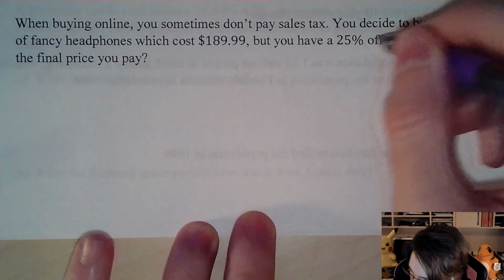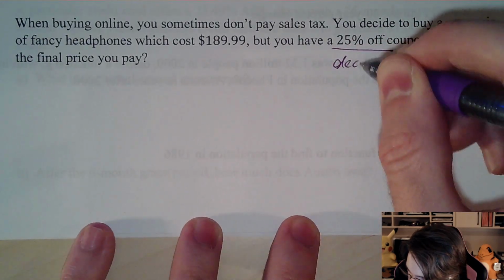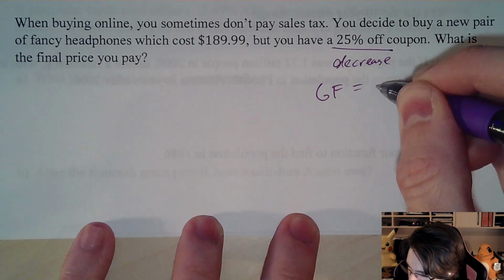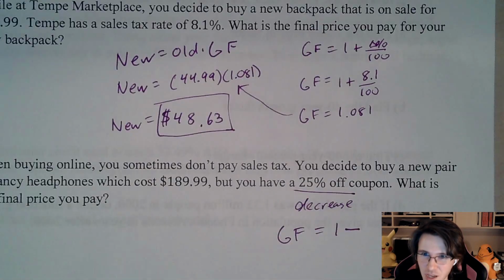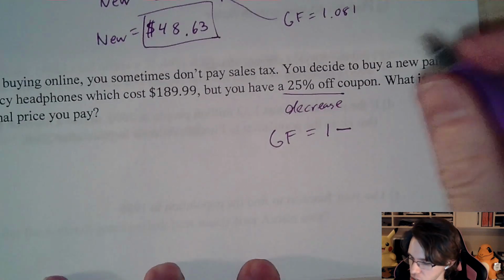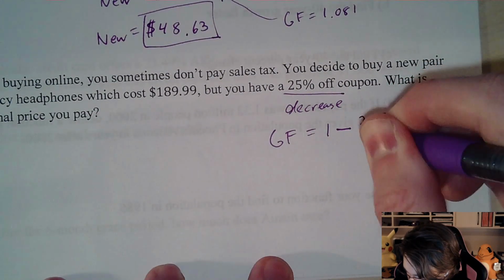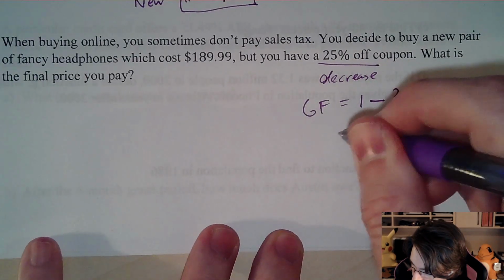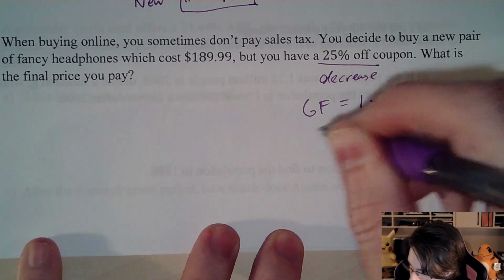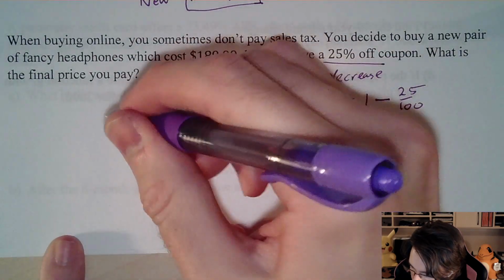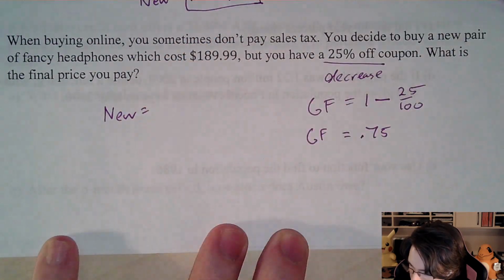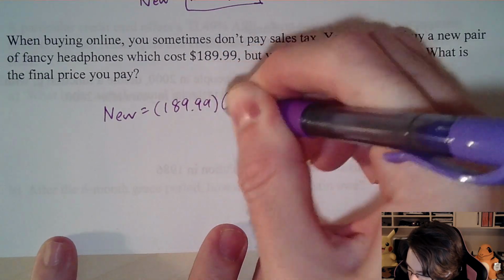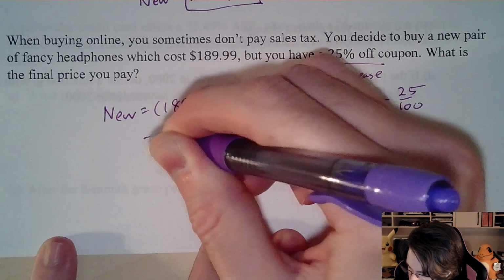So 25% off, remember that this means this is a decrease, which means that when we're doing our growth factor formula, we need to make sure we're doing 1 minus. So like this problem here, we did 1 plus the percent change. This one's 1 minus 25 over 100 because of that percent off, that coupon idea. Using your calculator, you get 0.75 as the growth factor. And yet again, use the same exact formula. The new amount is the old amount, 189.99, multiplied by that growth factor of 0.75.